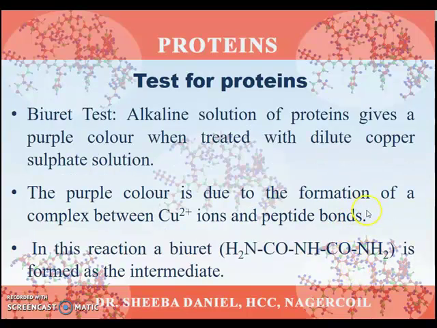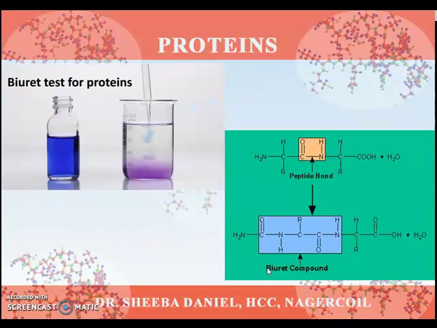The next is the tests for proteins. First test is the Biuret test. Alkaline solution of proteins gives a purple color when treated with dilute copper sulfate solution. The purple color is due to the formation of a complex between copper Cu2+ ions and peptide bonds. In this reaction, a biuret is formed as the intermediate. And this is the Biuret test. This is the alkaline solution of the protein, and this violet color represents the presence of protein.